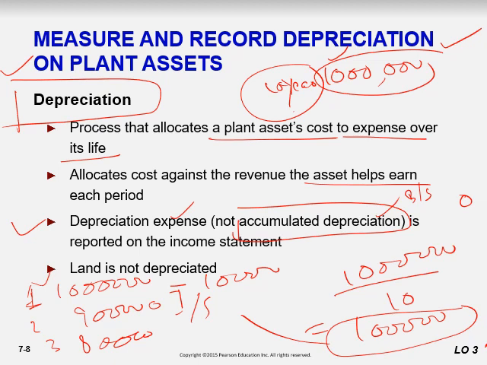So land is not depreciated, right? Because every year land value increases. Even if there is a credit crunch and the value of the land decreases, we don't call this depreciation, we call this impairment. We will talk about that later, or I think that would be discussed in advanced financial accounting.